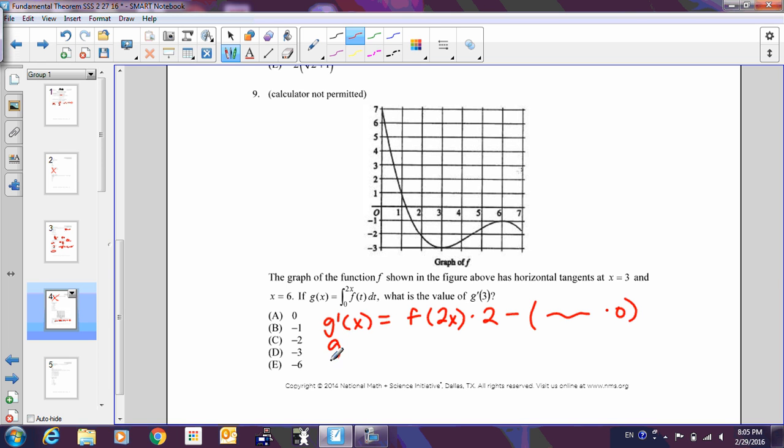Now in order to do g prime of 3, well, 2x, that would be 2 times 3, which would be 6. So this is the graph of f. So I'm locating f of 6. Looks like that is -1. And so I have -2.